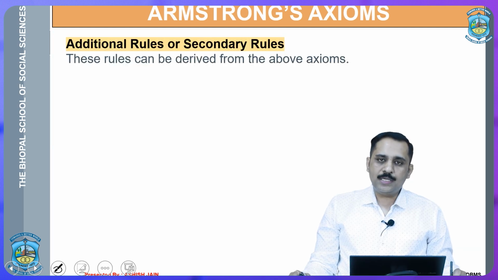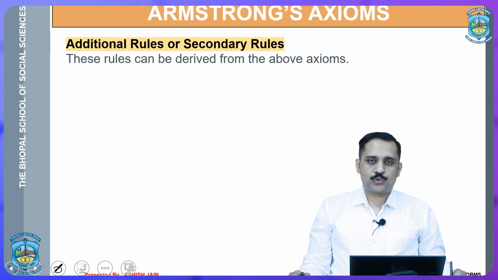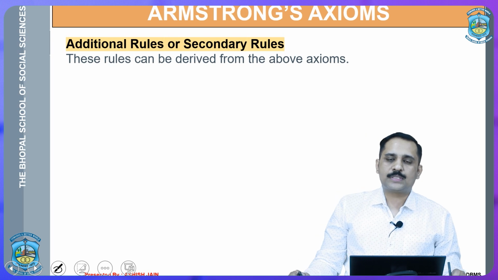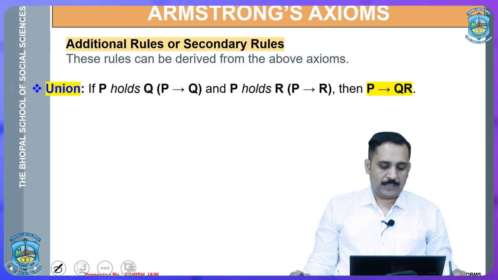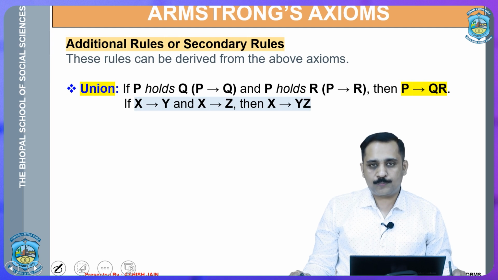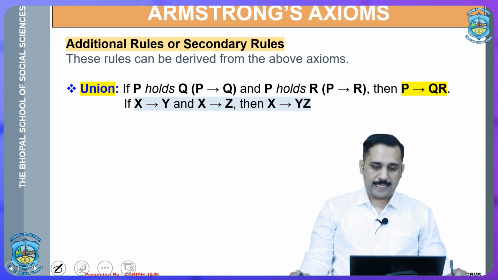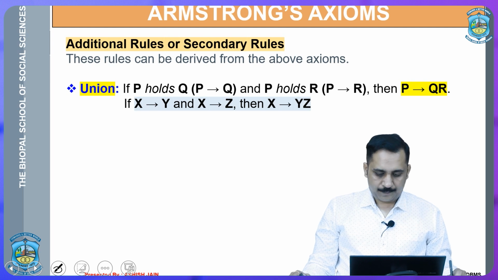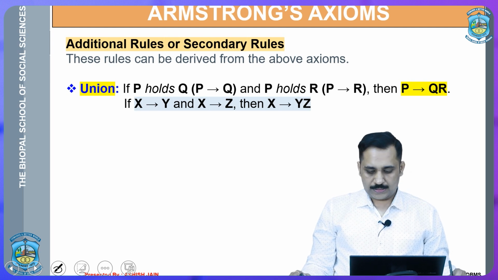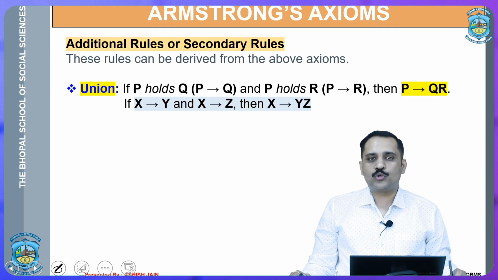Now, we come to additional rules or secondary rules of axioms. These rules are not the primary ones, but they are derived from the primary axioms. The first of these is called the union property or union rule. It says that if P → Q holds and P → R holds, then we can club them together. We can say that P → QR.